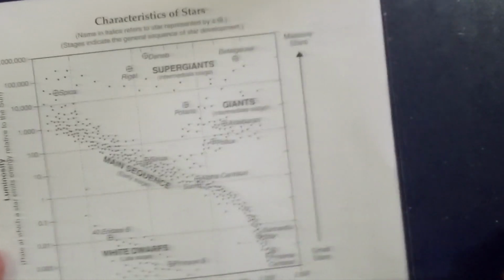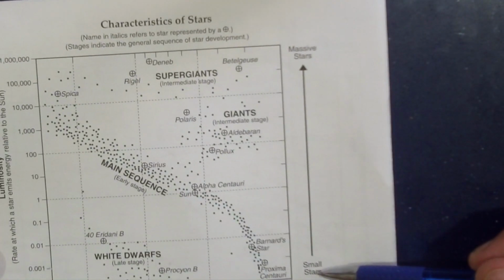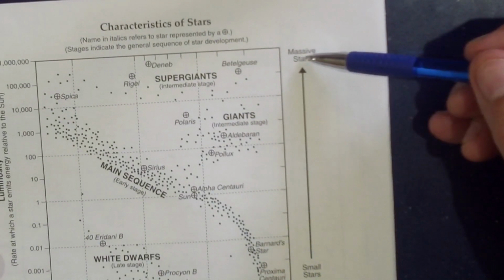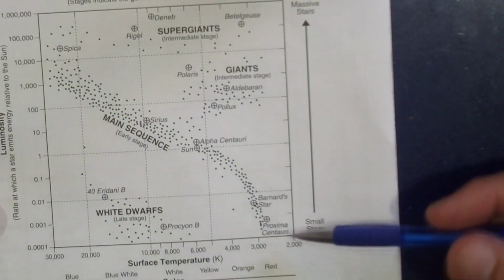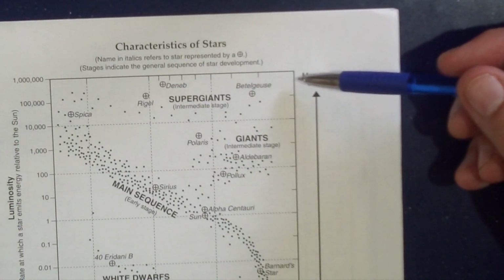On the right-hand side of this chart shows that stars are listed by their size, small stars up to massive stars. Stars found in the lower portion of the chart are small. Stars found in the upper portion of the chart are large.